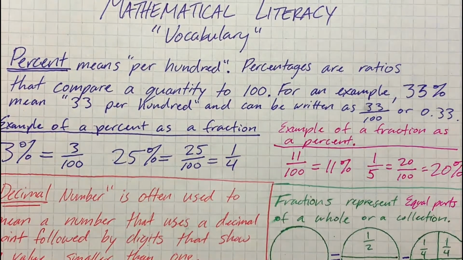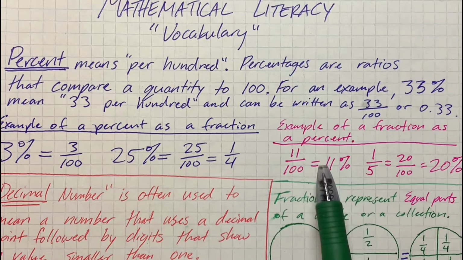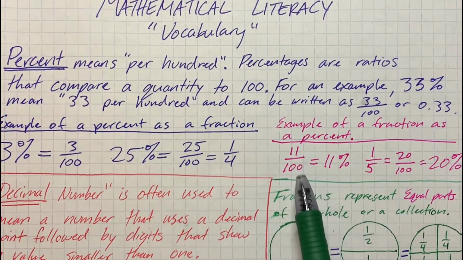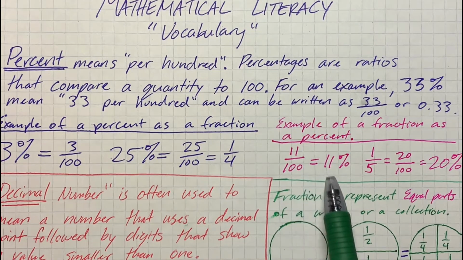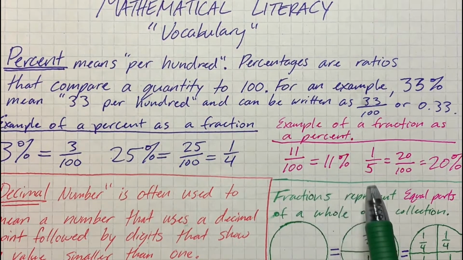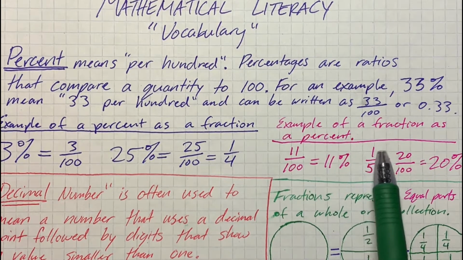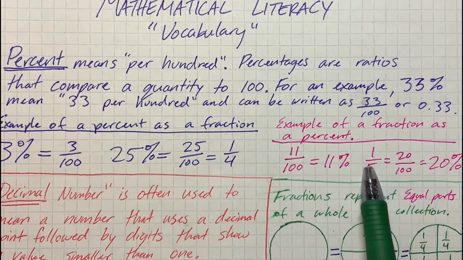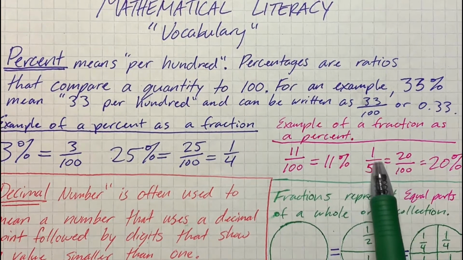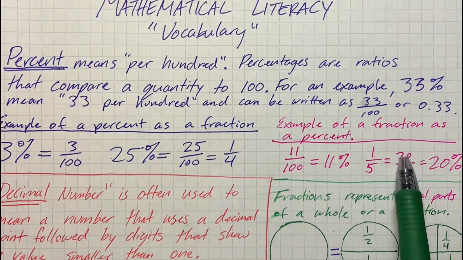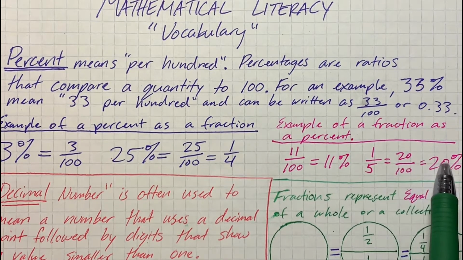Okay. We also have an example of a fraction as a percent. So if we have 11 over 100, that is going to be equivalent to 11%. And same thing, if we have the fraction 1/5, and we multiply 1 times 20, we get 20. 20 times 5 equals 100, so 1/5 is equivalent to 20 over 100, and that is going to be 20%.